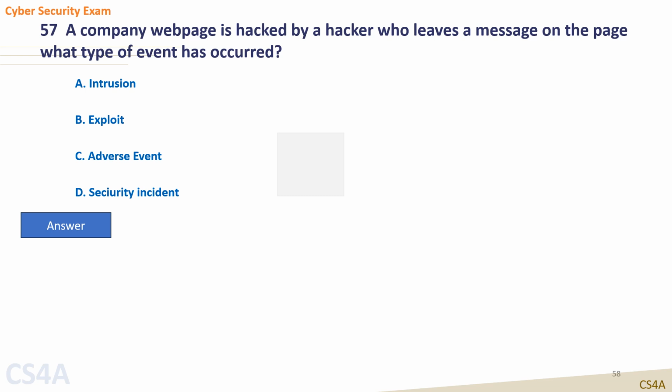Here the question is, a company web page is hacked by a hacker who leaves a message on the page. What type of event has occurred? So either it's intrusion or exploit. No, none of those. It is not intrusion and exploit. It might be adverse event or security incident. So as per the definition of adverse event, the correct answer is C. It's not a security incident.